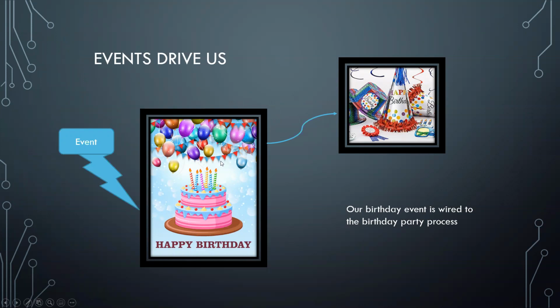So if I'm going to have a birthday party, I'm going to plan the event. I'm going to set up all of the properties of it. I'm going to decide the location, the time, the date, all of the important information I need about that event. And then when it actually occurs, we'll have our event being fired.